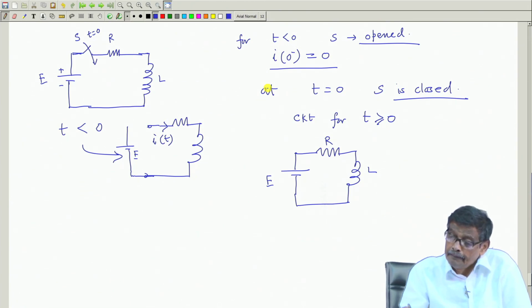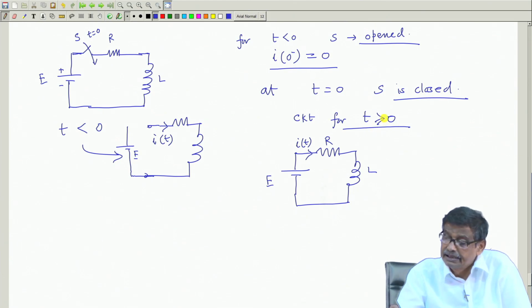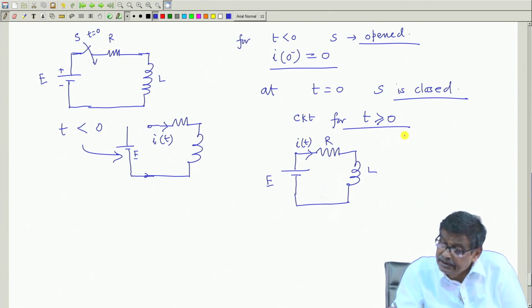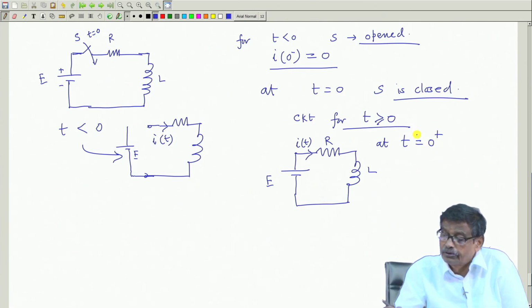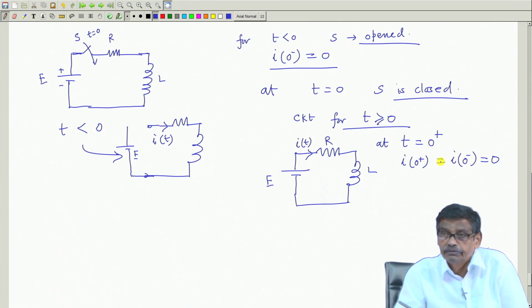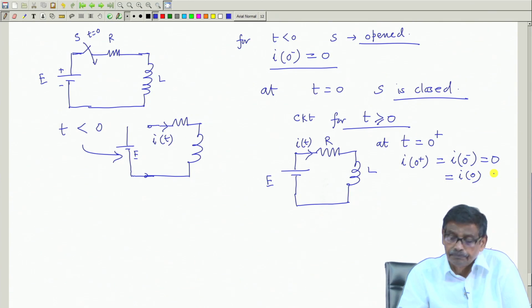Suppose I say this current is i(t), for t greater than 0. At t equal to 0 plus, I must conclude that I(0 plus), since it has to be equal to I(0 minus), is also 0. For all practical purposes I(0) is 0. Then I have to solve this circuit. How to solve this circuit?